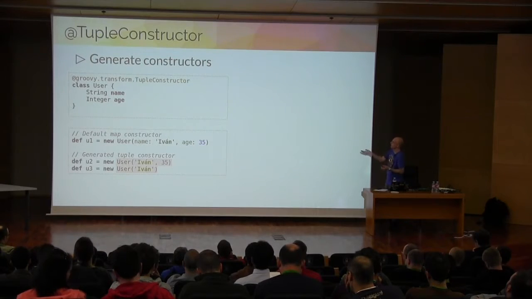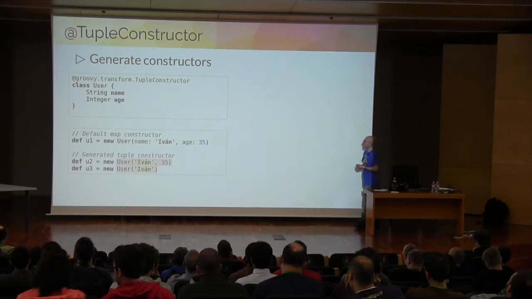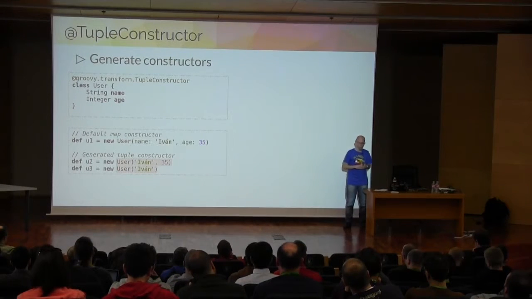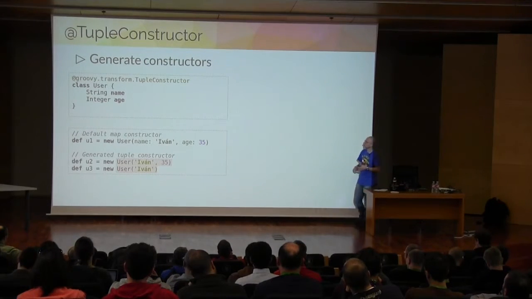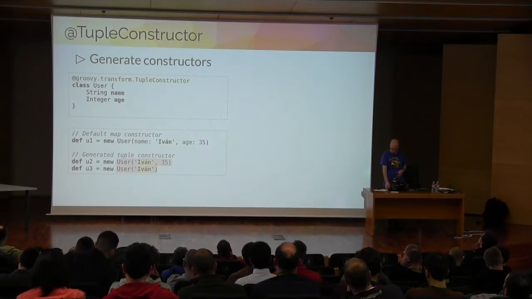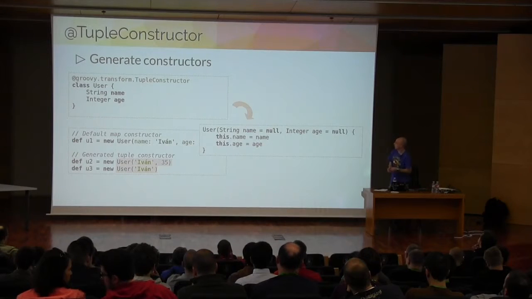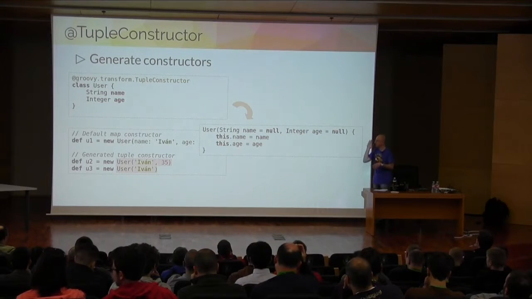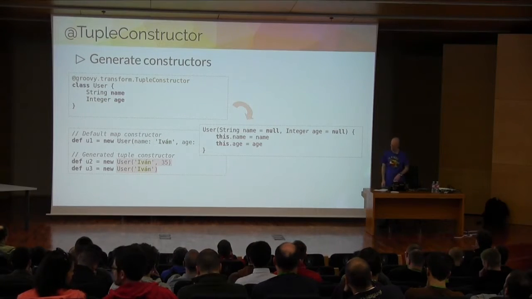But then we can create instances just like this: User, Iván, and 35, and User with only the first parameter, because it's using the same natural order as in the class. And what this annotation is doing under the hood is this. It will create a new constructor for us with all parameters initialized to the default values, and just assign them to the private fields.